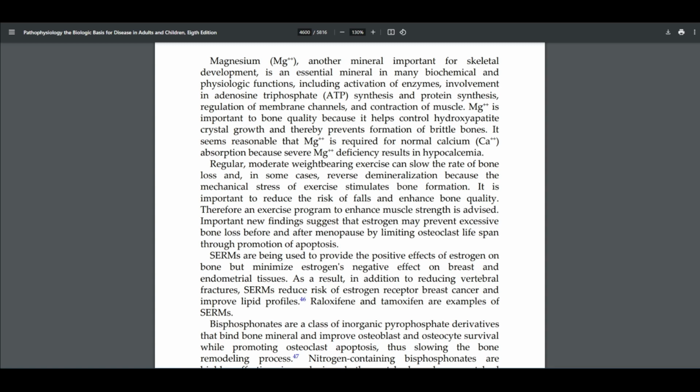Regular moderate weight-bearing exercises can slow the rate of bone loss and, in some cases, reverse demineralization because the mechanical stress of exercise stimulates bone formation. It is important to reduce the risk of falls and enhance bone quality. Therefore, an exercise program to enhance muscle strength is advised. Important new findings suggest that estrogen may prevent excessive bone loss before and after menopause by limiting osteoclast lifespan through promotion of apoptosis.